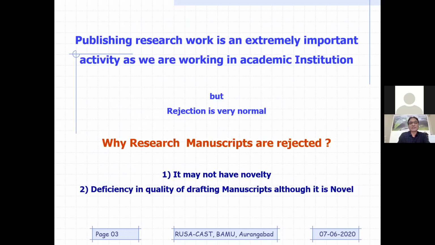Yesterday we were talking about how publishing a research article is going to be very, very important for each one of us because we are working in an academic institution. I just wanted to tell you that although it is important, rejection is going to be very normal. But whenever we say normal, we need to understand why manuscripts are being rejected. We discussed yesterday the two prominent reasons. One is that it may not have novelty. Another is that you may not have adequate drafting skills, and as a result somehow you could not impress the reviewer. So these are the two prominent shortcomings that we discussed yesterday.